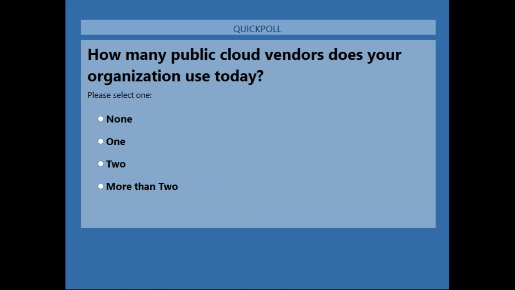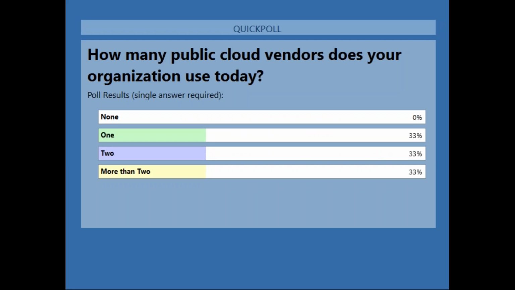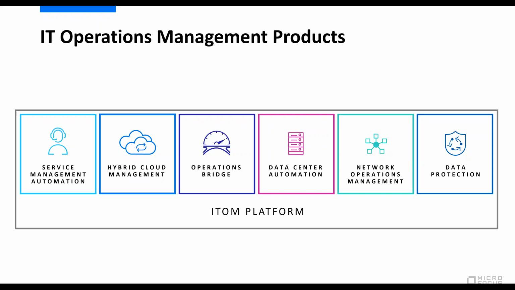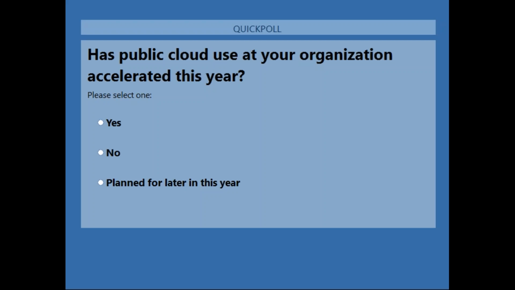Okay, let's see what everyone's got for proportions. Looks like a third. Wow, that's amazing that it's even. It's a third out there for everyone, for one or two or more than two. Okay, so that's cool. Let's go on to the next polling question. Has public cloud use at your organization accelerated this year? Yes or no, or are you planning on that later on this year? Please give us an answer there.